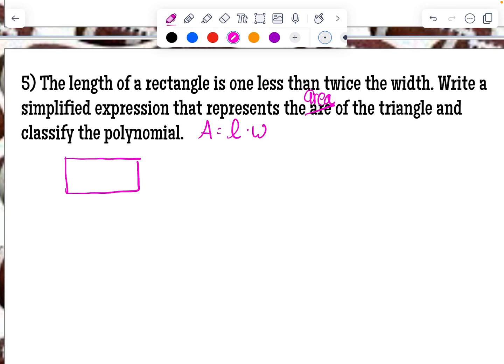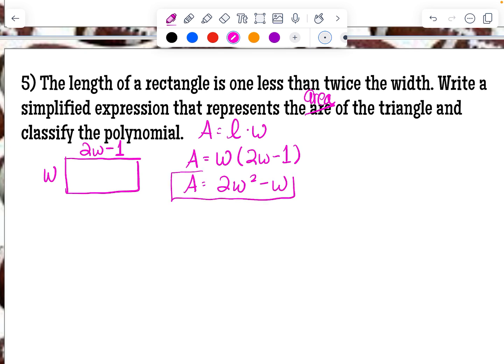I know the length is 1 less than twice the width. So I'm going to take twice the width, and I'm going to take 1 less than that. That looks like that. I don't know what the width is, but I'm basing my length on the width. So width is just width. And then I'm going to go ahead and multiply. So my area equals W, my width, times 2W minus 1. My area equals 2W squared minus W.